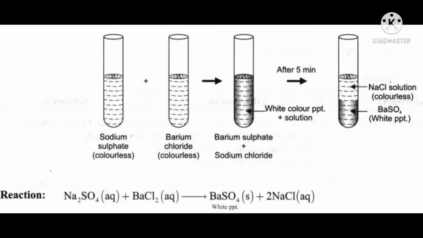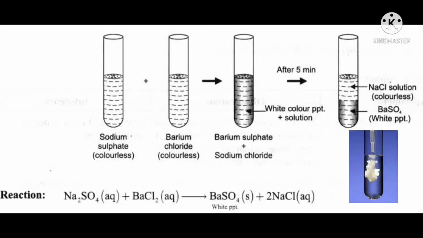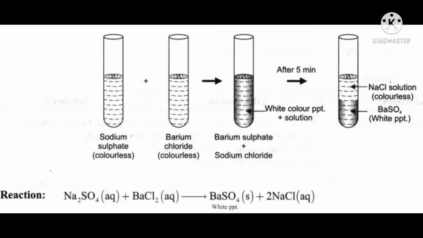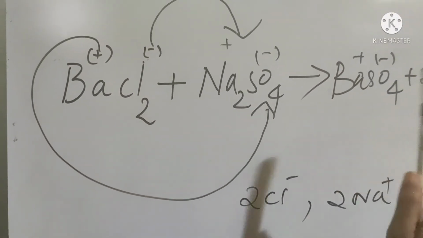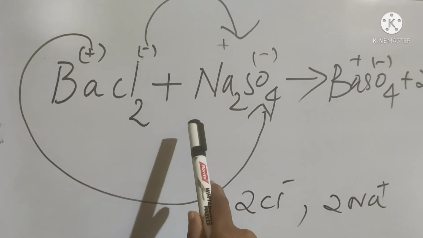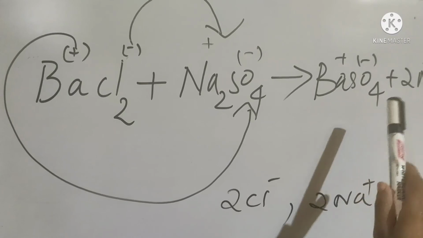For that, take two test tubes. In one test tube, shake a pinch of barium chloride with about 5 ml of water. In another test tube, shake a pinch of sodium sulfate with about 5 ml of water. Mix the two solutions with gentle shaking. Both the solutions are colorless. After that, we can observe that a white solid precipitate is formed. This is the chemical equation of the reaction: barium chloride reacts with sodium sulfate to form barium sulfate and sodium chloride.